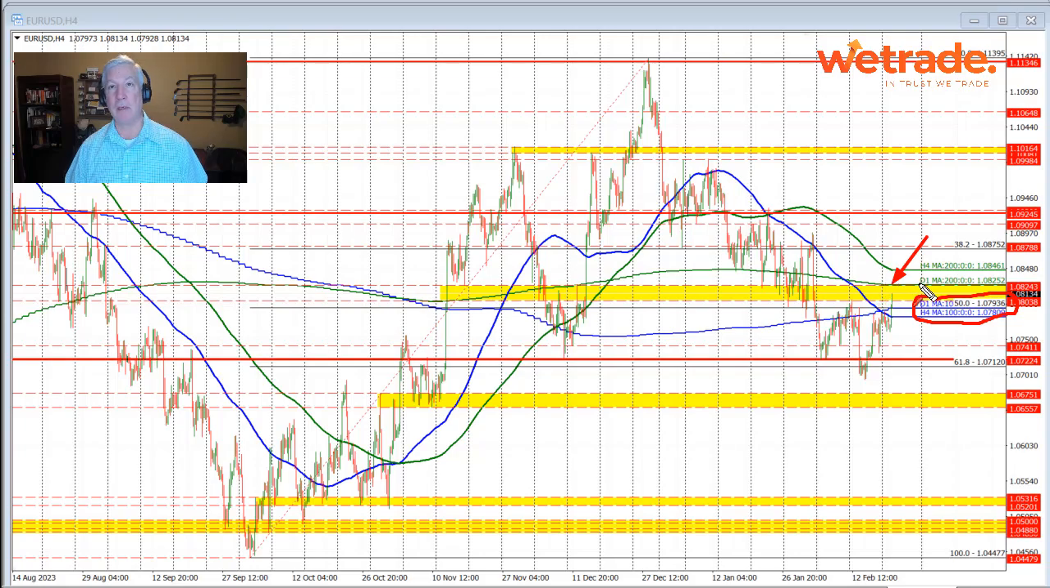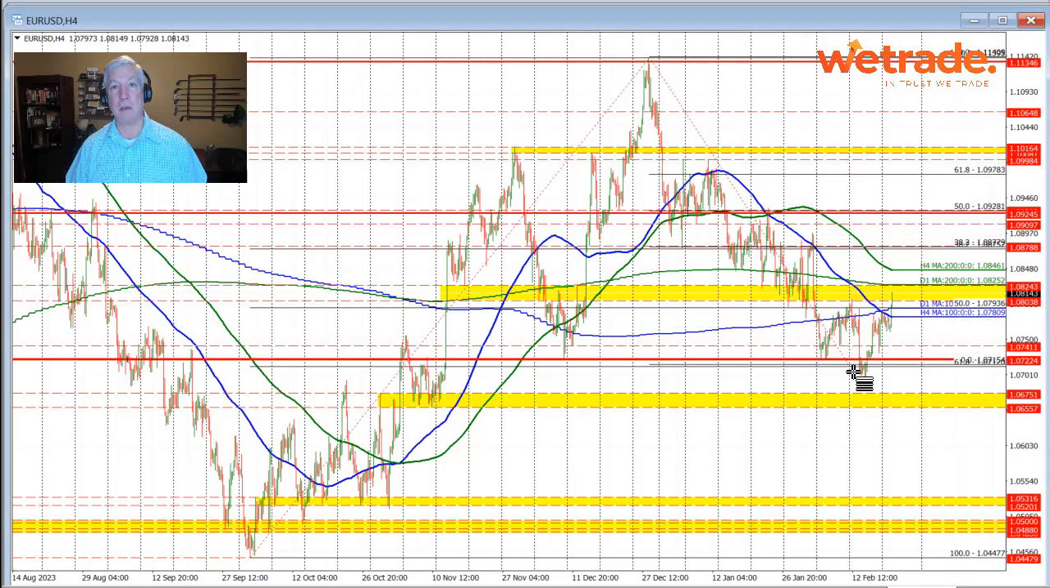If we do get above the 1.08252 level, that's the 200-day moving average and the high of this swing area, then we'll start to look toward the 200-bar moving average on the 4-hour chart, 1.08461. It may also be time to start to think about putting a retracement of this move down from this high right here, the December high, to the low right here.